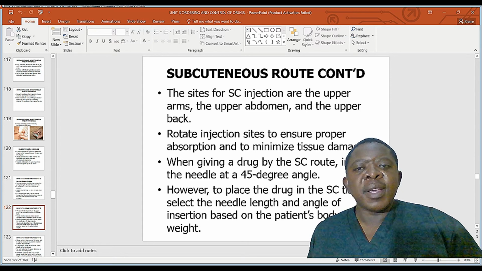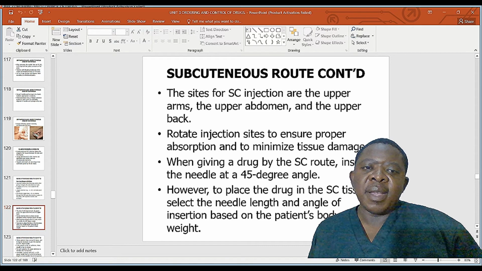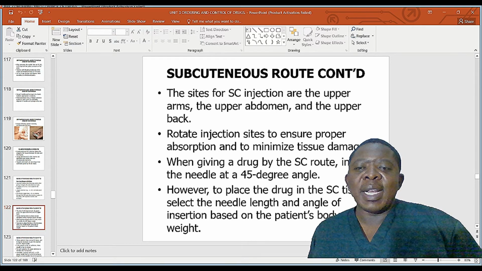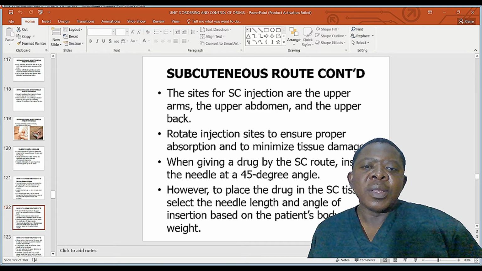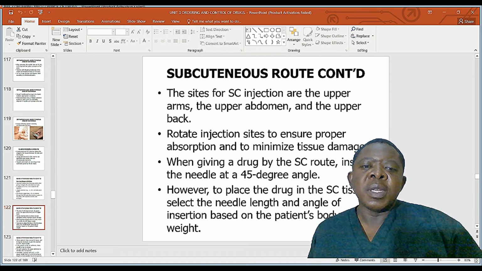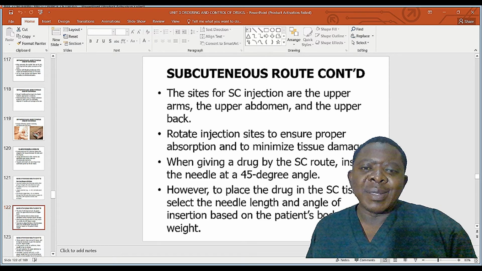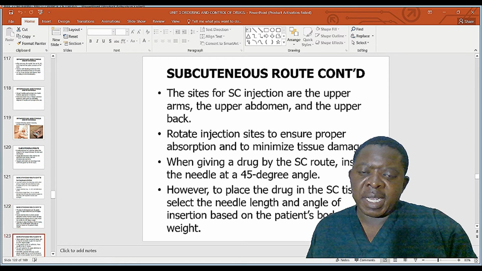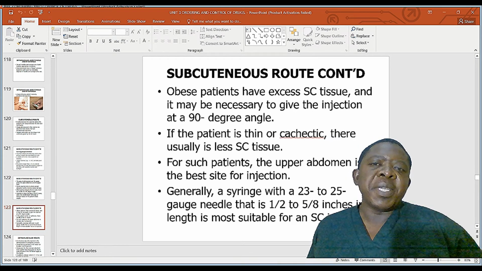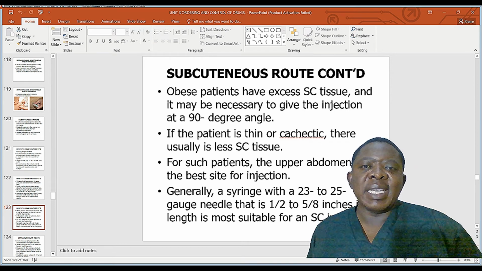When giving a drug by the subcut route, insert the needle at a 45 degree angle. However, to place the drug in the subcut tissue, you can select the needle length and angle of insertion based on the patient's body weight or amount of fat on the skin. So obese patients have excess subcutaneous tissue and it may be necessary to give the injection at a 90 degree angle.